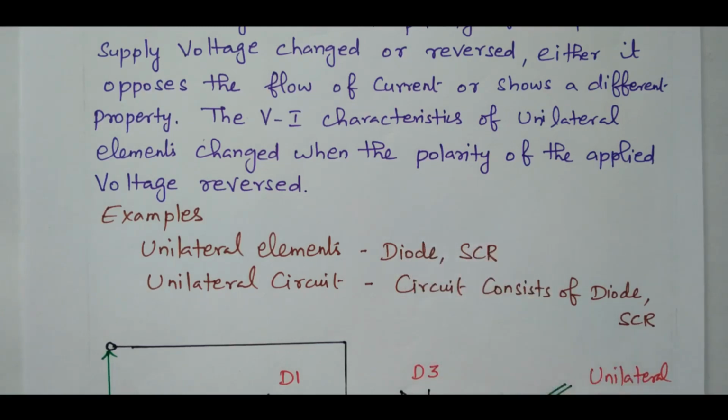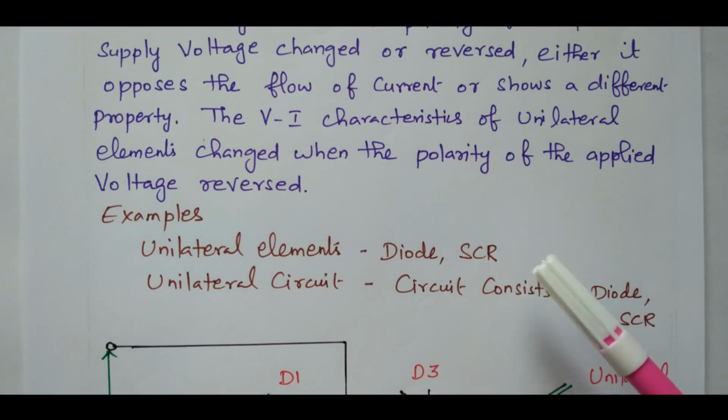Similarly, SCR also. The SCR is a very similar thing, the only difference is that you have a gate terminal. So if the anode is positive with respect to cathode, while giving the gate signal, it will start to conduct. Suppose if anode is negative with respect to cathode, it is reverse bias. Even if you give the gate signal, it will not conduct.